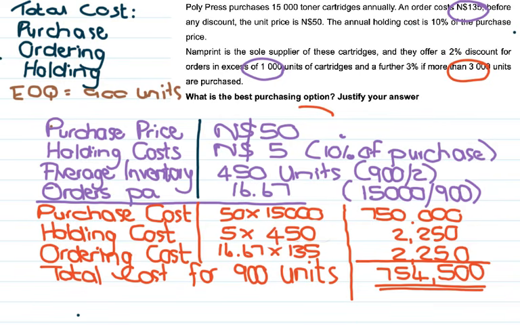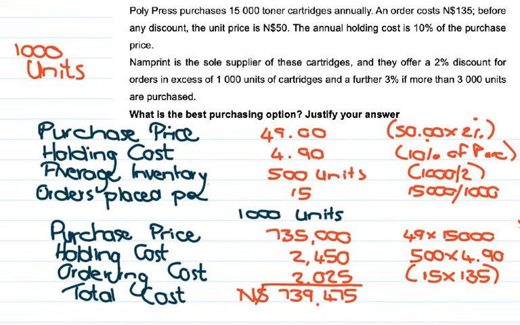So this means that my total cost for this inventory that I will need for the year, if I order in 900 unit sizes, so if I order 900 units each time, then my total cost will be 754,500 Namibian dollars. This calculation is now based on my 1,000 units.